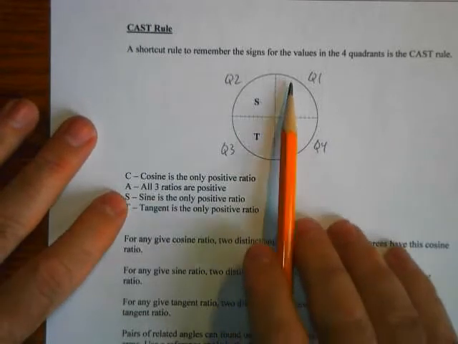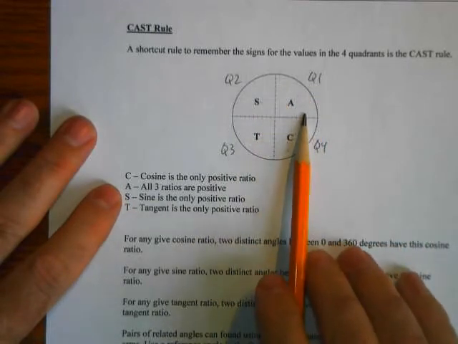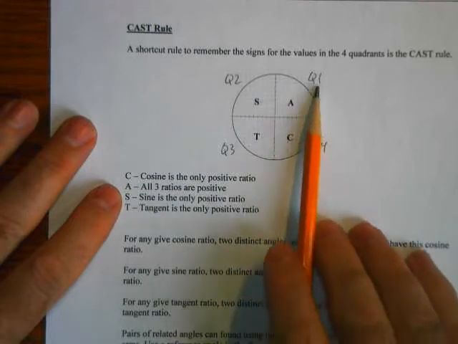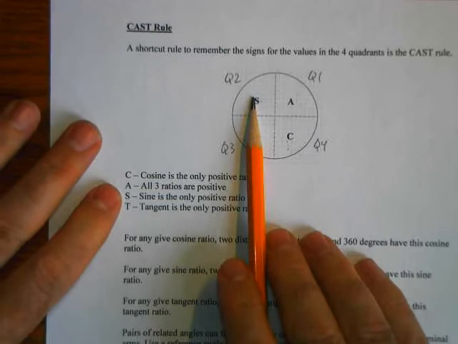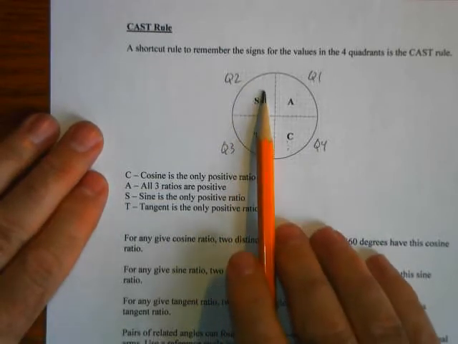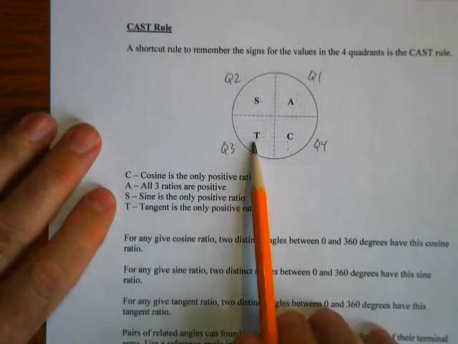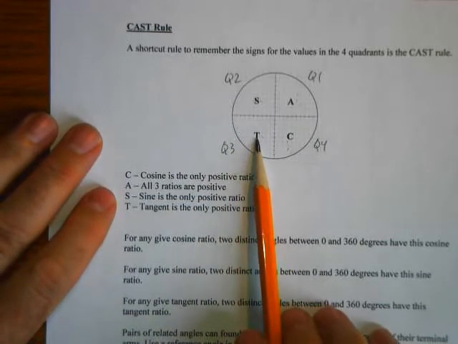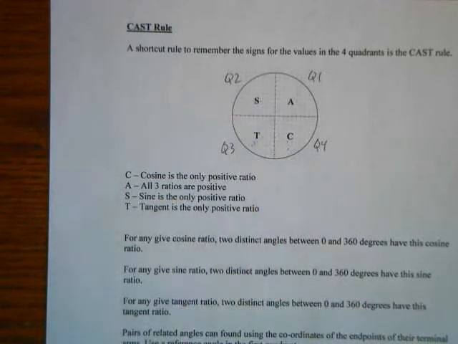In the A quadrant, or quadrant 1, all three, sine, cosine, and tan ratios will all be positive. Here in the second quadrant, only sine is positive, cosine and tan are negative. And down here, quadrant 3, where the T is, that says that only tangent ratios are positive, cosine and sine are negative.